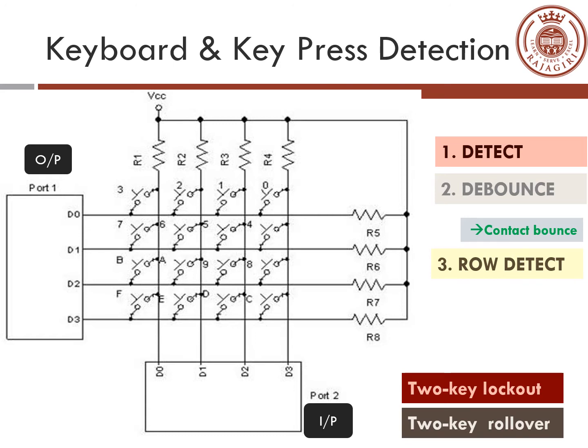And the last function is called a row decode, which is used to determine which key is actually pressed. It has two more functions depending on the type of keyboard it is. One is the 2-key lockout and the other one is the 2-key rollover. The 2-key lockout happens when 2 keys are pressed simultaneously, then only the first key should be read. The second one is when 2 keys are pressed simultaneously, it will save the values of both the keys in a buffer.